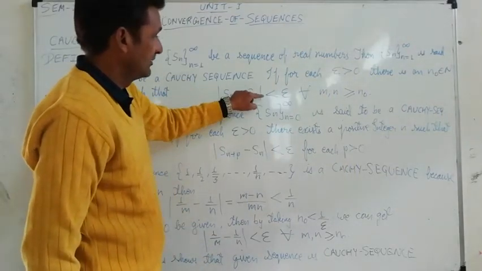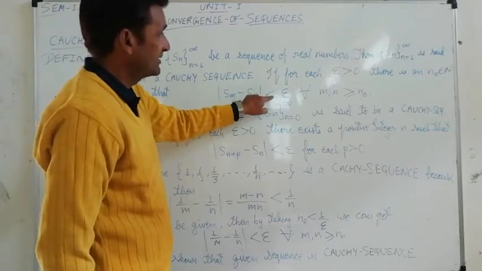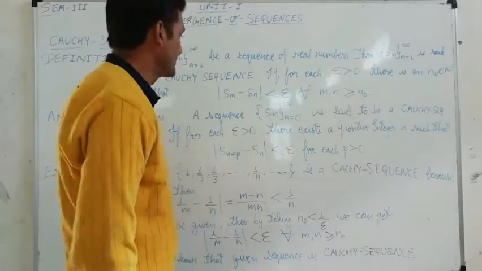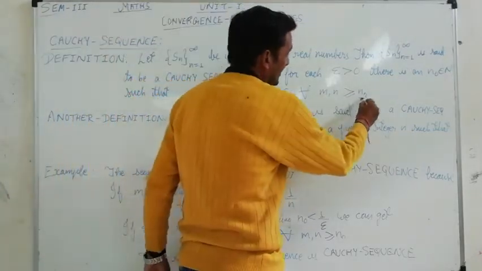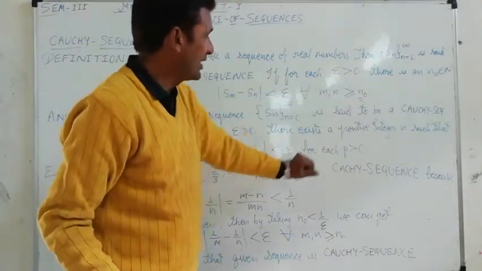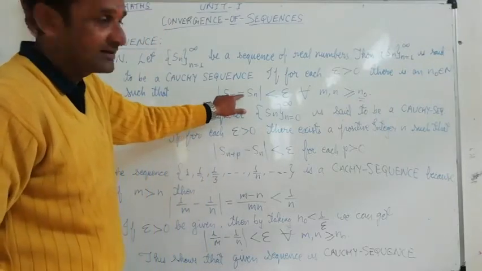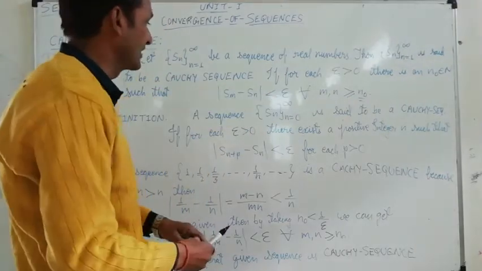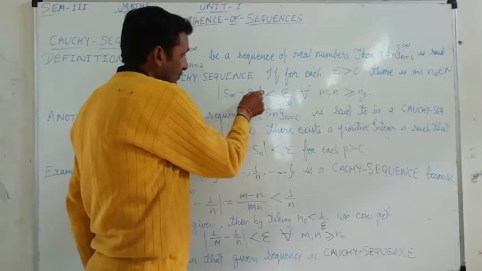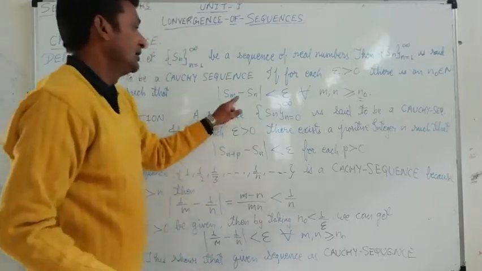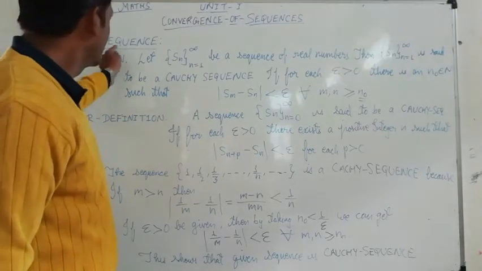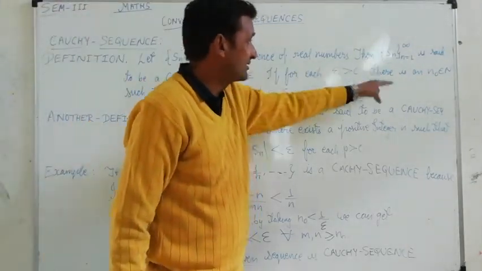minus Sn is less than epsilon for all m, n greater than or equal to n0, where n0 is an element of N. So if m, n are greater than or equal to n0, then in that case mod of Sm minus Sn is less than epsilon. This is one finite value and this value is less than that finite value. If this case exists, then the sequence defined by this is said to be a Cauchy sequence.